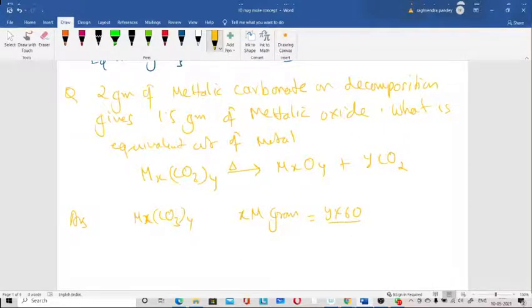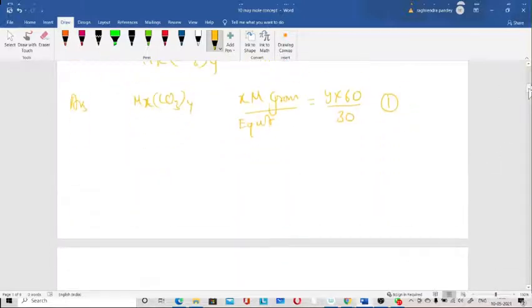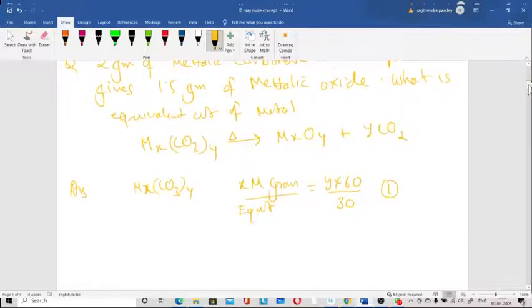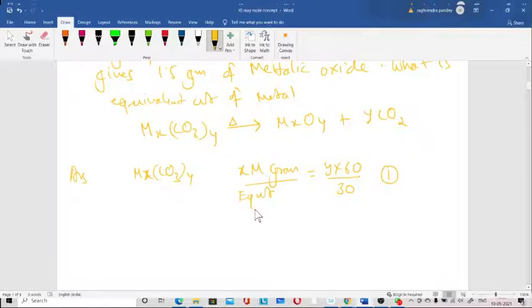Now what is the equivalent weight in case of carbonate? Whatever is attached to 30 gram, that is your equivalent weight. So that is your one equation. Then another we can write.